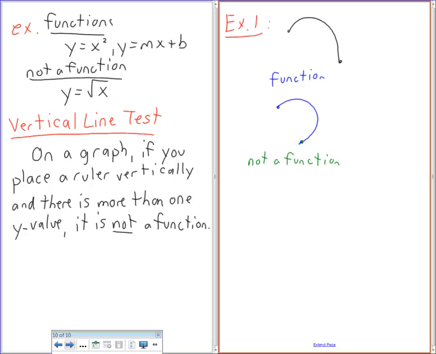Because if you take a look here, we have two y values for the same x value. Do you see the difference there? The distinction between them? That's the idea pictorially.